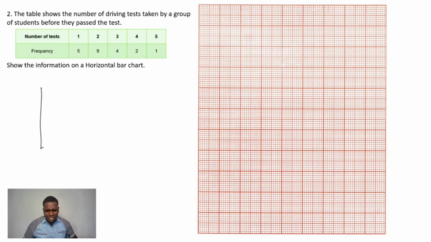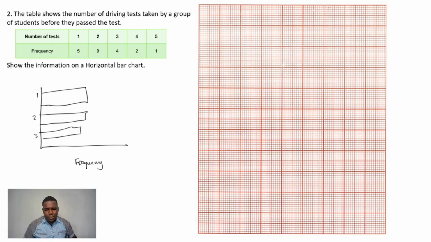Let's do a little sketch. With a horizontal bar chart, we know that the bars are on the vertical axis. So I would know that the categories would be on the vertical axis. We'd have our 1, 2, 3, 4, 5, and then here we'd have our frequency. This is just a little sketch to give us an idea of how our bar chart would look.